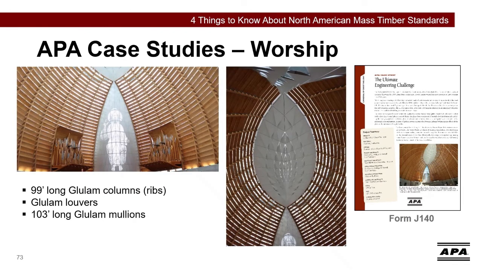Here's a project I've been lucky enough to see in person, Cathedral of Christ the Light in Oakland, California. This project features an exposed glulam space frame structure designed to survive a 1,000-year earthquake. The building utilizes a combination of glass, wood, and steel. Form J140, the case study for this project, is really worth the read.